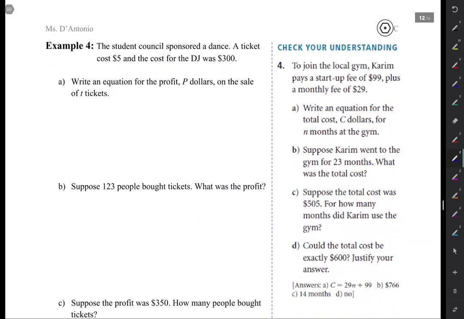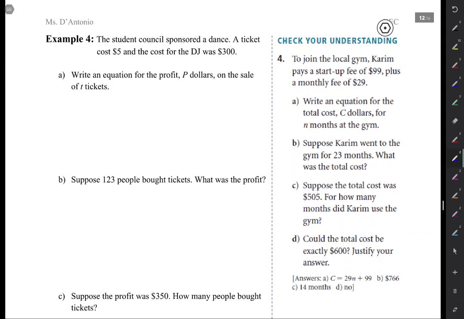Finally, in example 4, we have some word problems. So we're going to have to come up with an equation in slope-intercept form based on these word problems. So the student council sponsored a dance. A ticket cost $5 and the cost for the DJ was $300. Write an equation for the profit, P dollars, on the sale of T tickets.